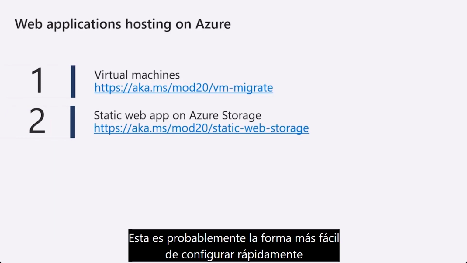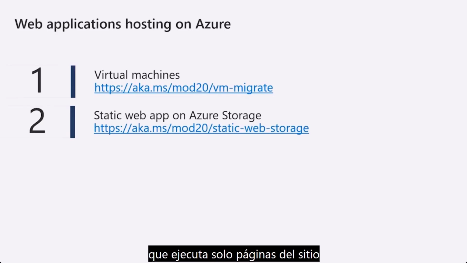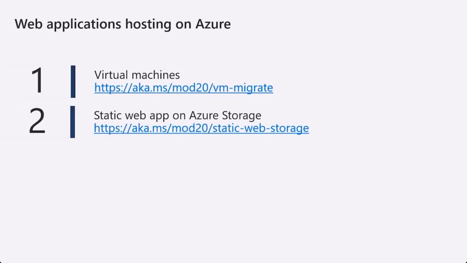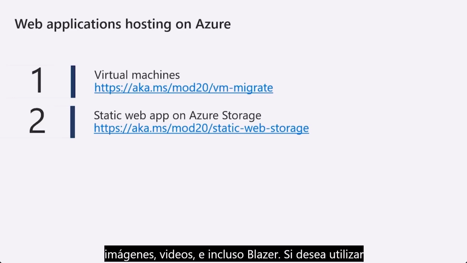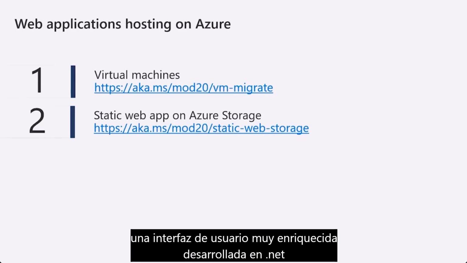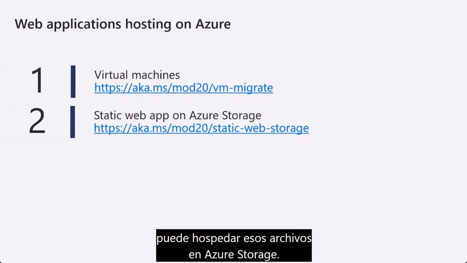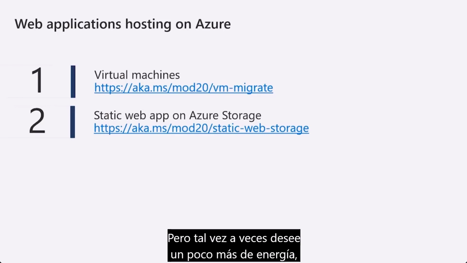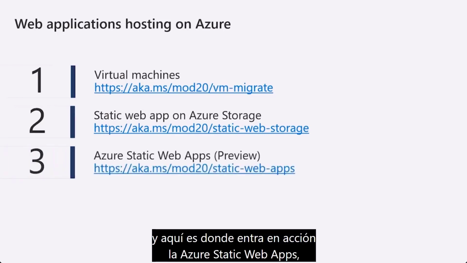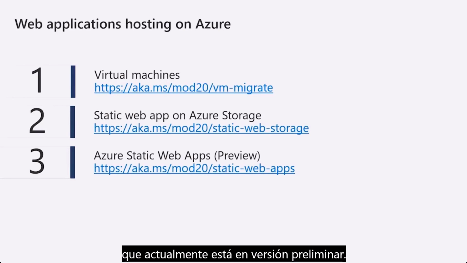Now, another thing that I want you to know about is static web app on Azure Storage. Now, this is probably the easiest way to quickly set up a small website which is running only client-side pages, for example, HTML, JavaScript, CSS, but also images, videos, maybe even Blazor if you want to use a very rich UI developed in .NET into your web application. And then you can totally host those files into Azure Storage. You turn on static web server, and then you can serve it.